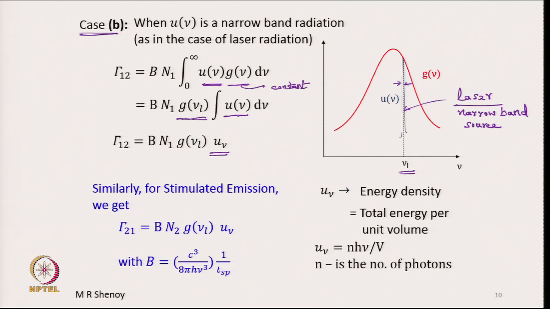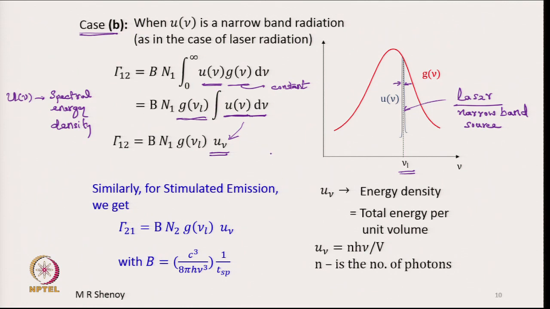What is u of nu? It is the spectral energy density, that is per unit spectrum. And if you integrate over the entire spectrum, then what you get is the energy density. Again, just distinguish, u nu is the spectral energy density, and u is the total energy density. That is why it is integrated over all the spectrum.